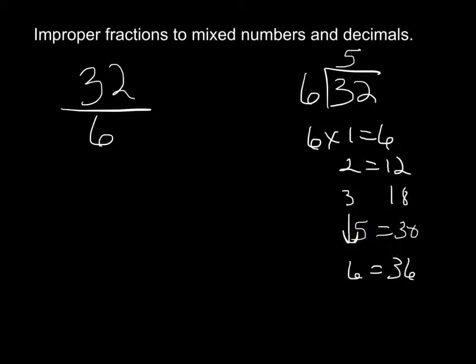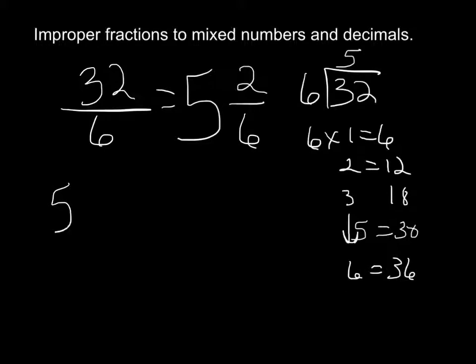So therefore, 5 becomes my big whole number. I needed 32, but 6 times 5 is only 30. How many will I have left over? If you said 2, you are correct. So I just take my denominator and drag it over here, and that will be a 6. So 5 and 2/6 is my mixed number.